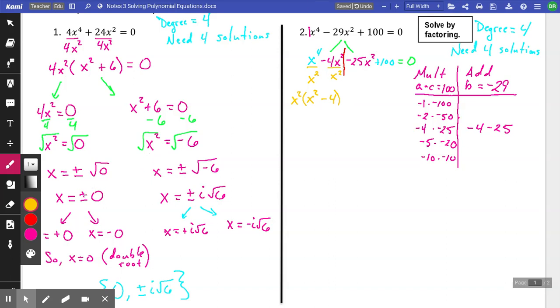And then on the right side, a little similar there. We could take away, let's see, whatever we divide by needs to give us an x squared minus 4. And so we're going to need to divide by a negative.